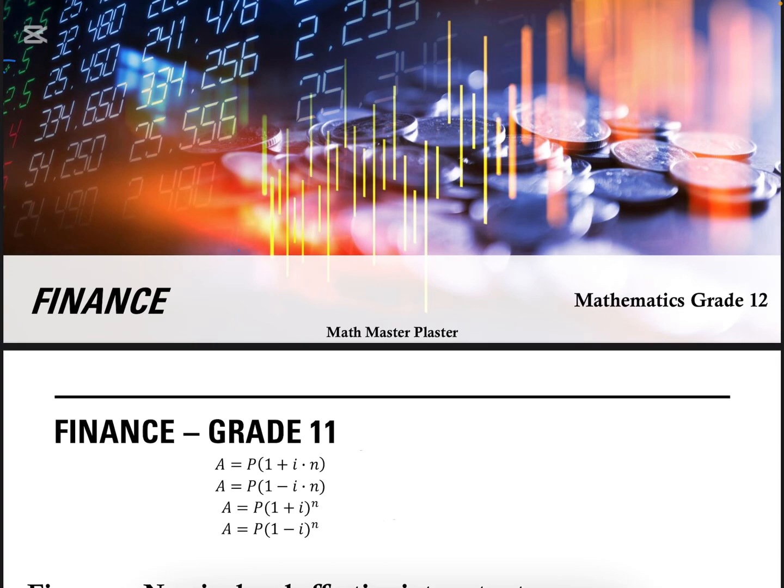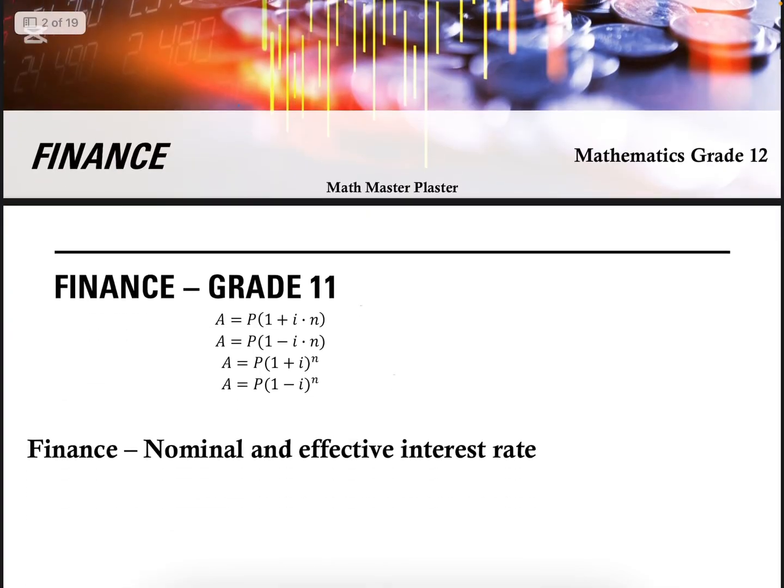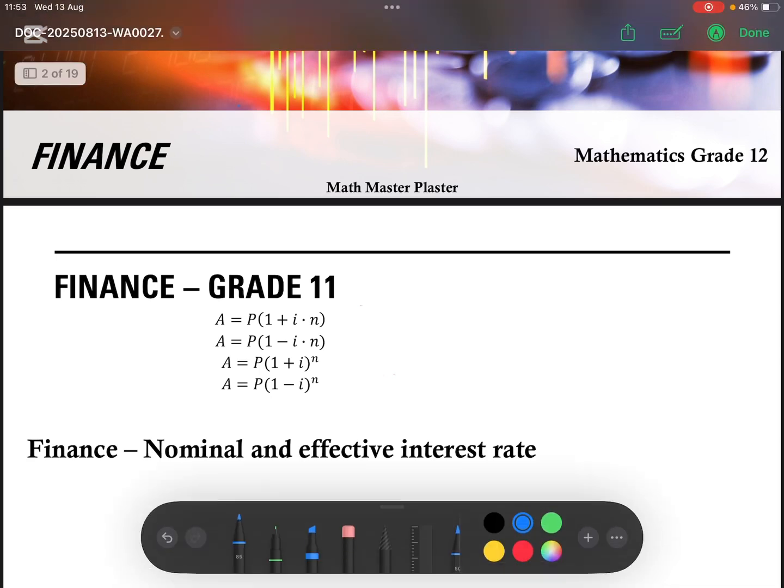We continue with Financial Mathematics, grade 12, but then we're going to recap a little bit of grade 11, and then move straight to grade 12. So now let's look at the first formula in grade 11 that we're given. We have the formula of simple interest. So this is the formula of simple interest.